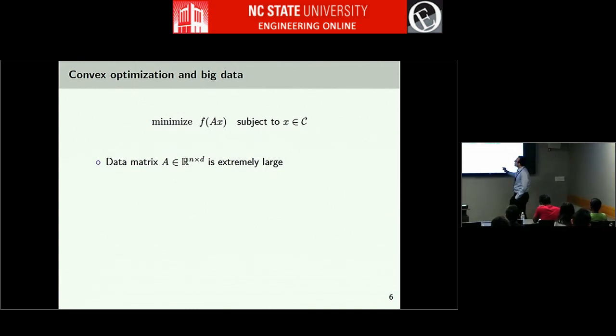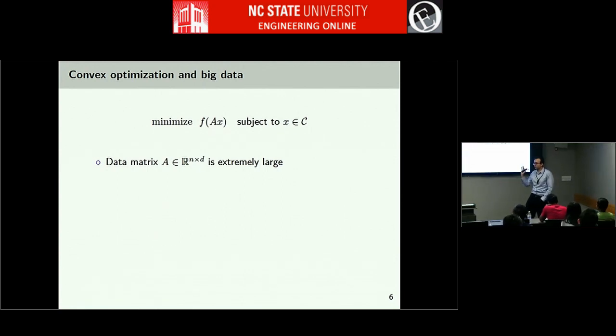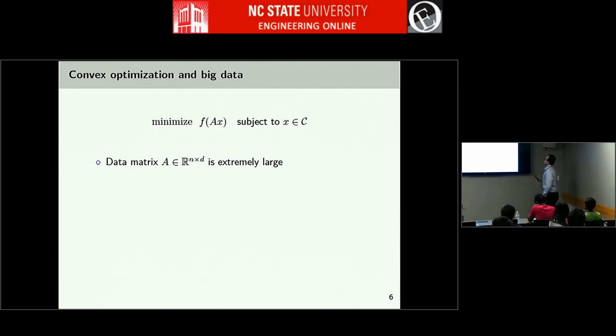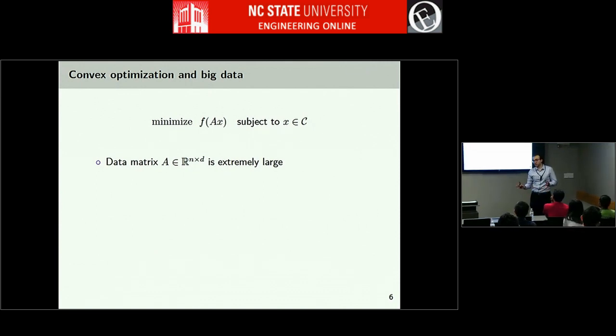So for now, you can assume n is larger than d, but it's not going to be important. D could be much larger than n, and the same story will still apply. So I would like to minimize f of Ax subject to x in a convex set. So for instance, support vector machines, logistic regression, these are all of this form. Or if you would like to train a deep net and then later add a final layer, it's going to be a convex optimization problem.